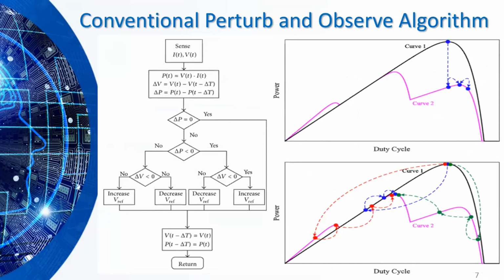As illustrated in this flow chart, we have the flow chart of the conventional perturb and observe algorithm. But the problem of this algorithm is under non-uniform climatic conditions. When the variation of irradiance or temperature occurs, this system fails to find and to track the global maximum power point and tracks only the local maximum power point, which causes power losses in the system.